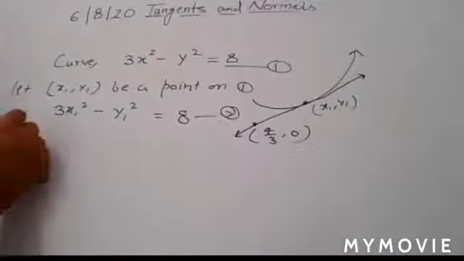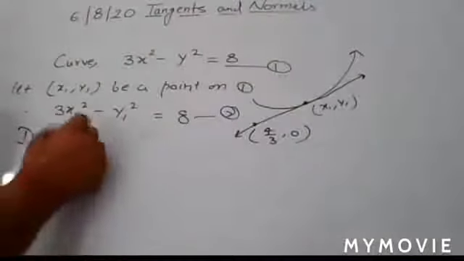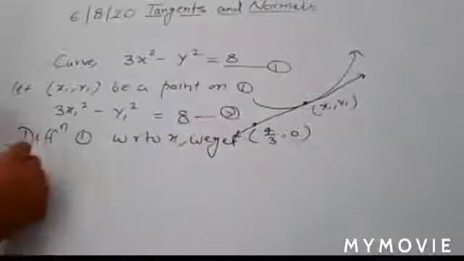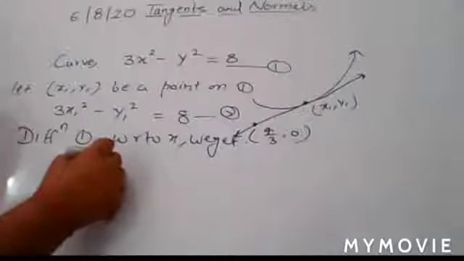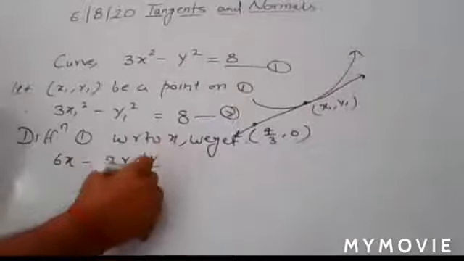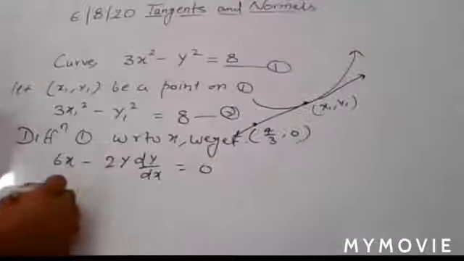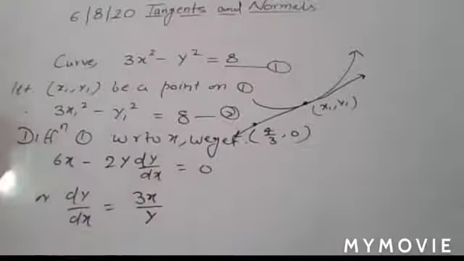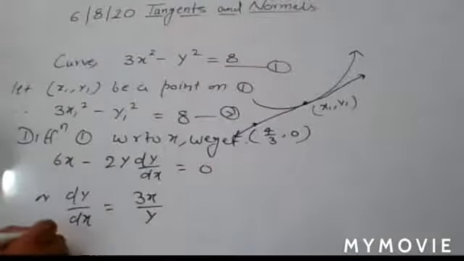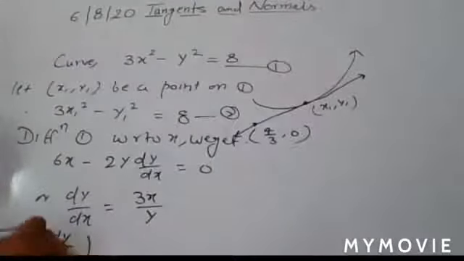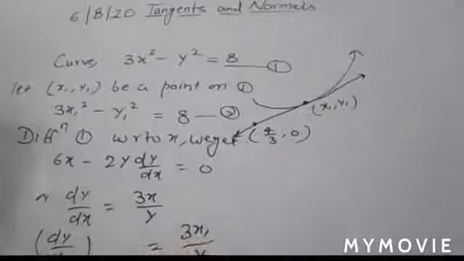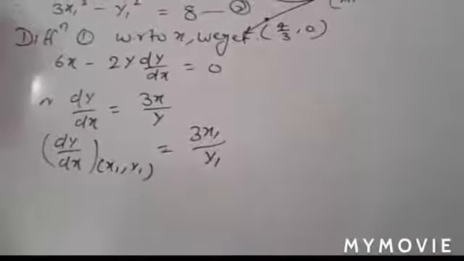Now differentiating 1 with respect to x, we get 6x minus 2y dy by dx is equal to 0, or the value of dy by dx is equal to 3x upon y. Now you find the value of its derivative at the given point (x1, y1). So you have 3x1 upon y1. That gives the value of the derivative at the given point.